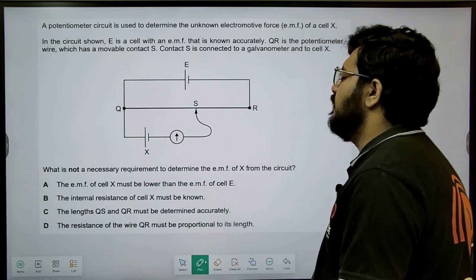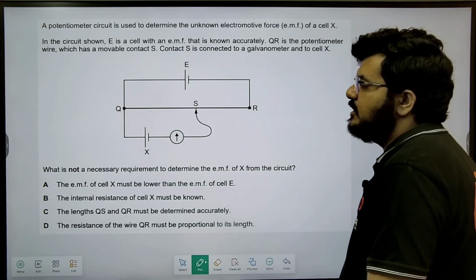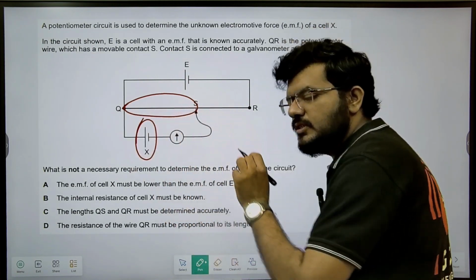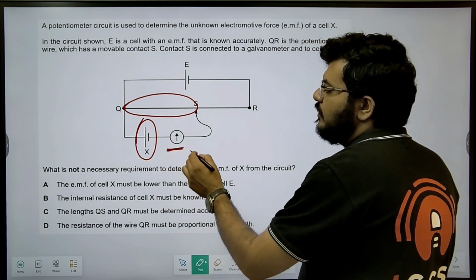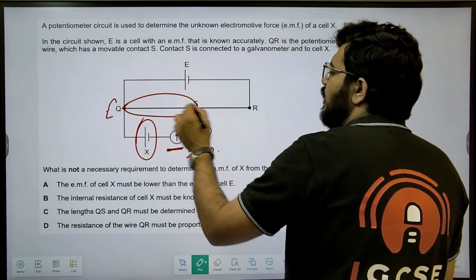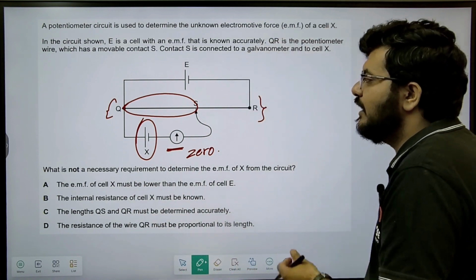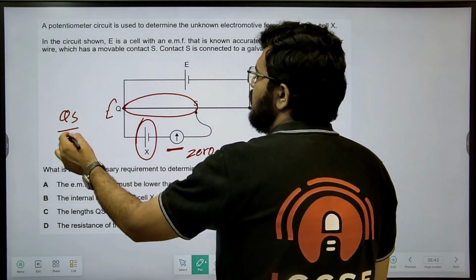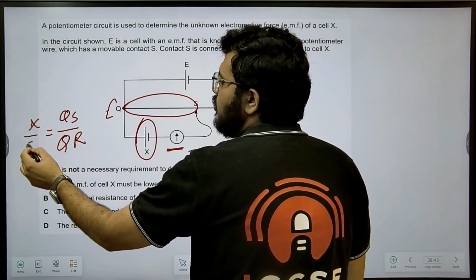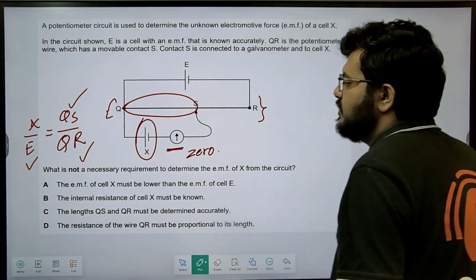What is not necessary requirement to determine EMF of X from the circuit? Okay, so what does this work on? The potential difference of QS will be equal to potential difference of this X, and this galvanometer will read 0 wherever it reads 0, because I know that this wire has a constant resistance per unit length. So I can quickly find out by just the ratio of the length. I can say this will be equal to X upon E. If this is known, this is known, this can be measured, I can easily find X, correct?